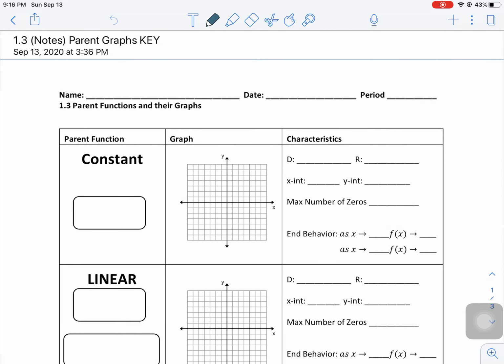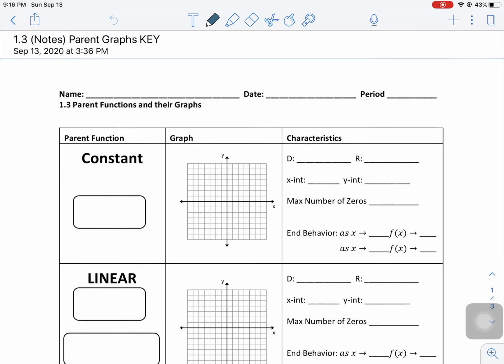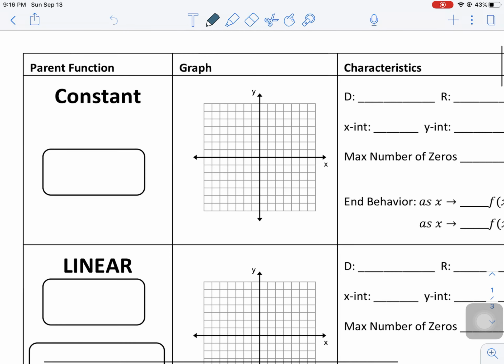Alright guys, so today we're doing 1.3 notes day 1. These are our parent graphs, okay? So this is kind of the notes that will build the foundation for the rest of this class, because this class is a ton of graphing. So let's dive right in.